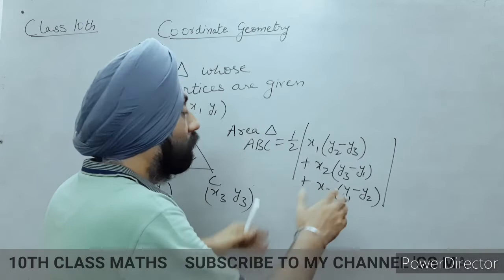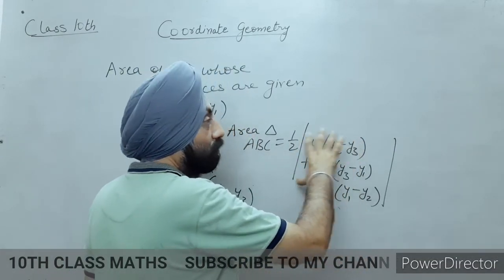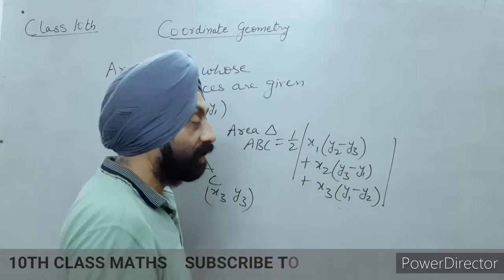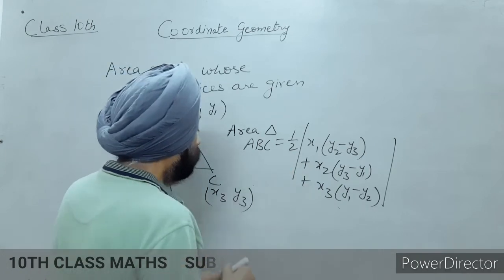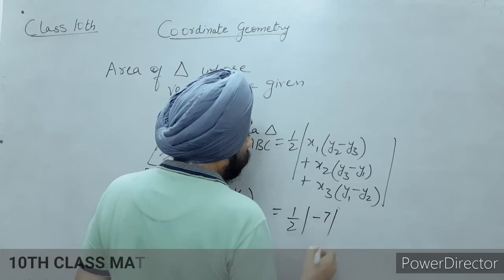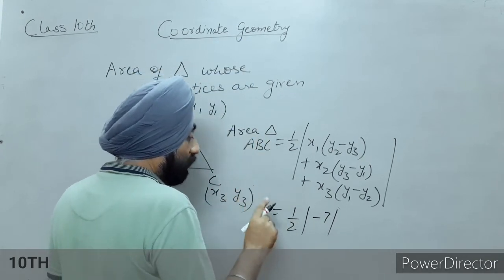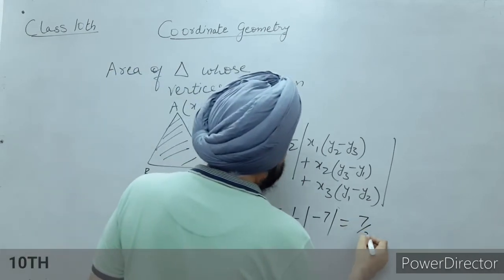It's the magnitude. Sometimes we get this value as negative on solving this. The area of a triangle cannot be negative, so we take the positive sign. Say if it comes out to be half times minus 7, don't write the negative sign, because I am finding the area of the triangle. The area of a triangle can never be negative. So we will take this as 7 by 2.